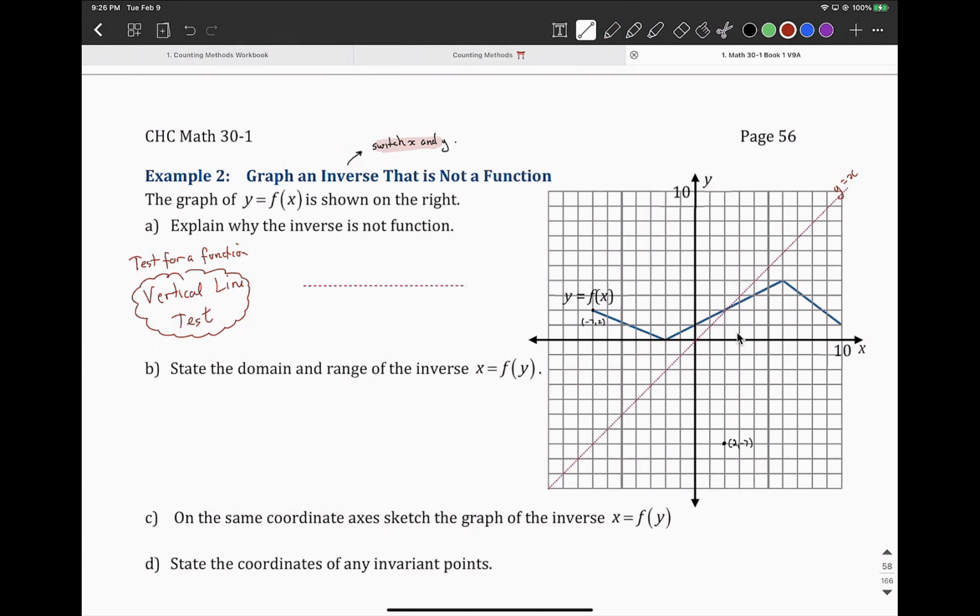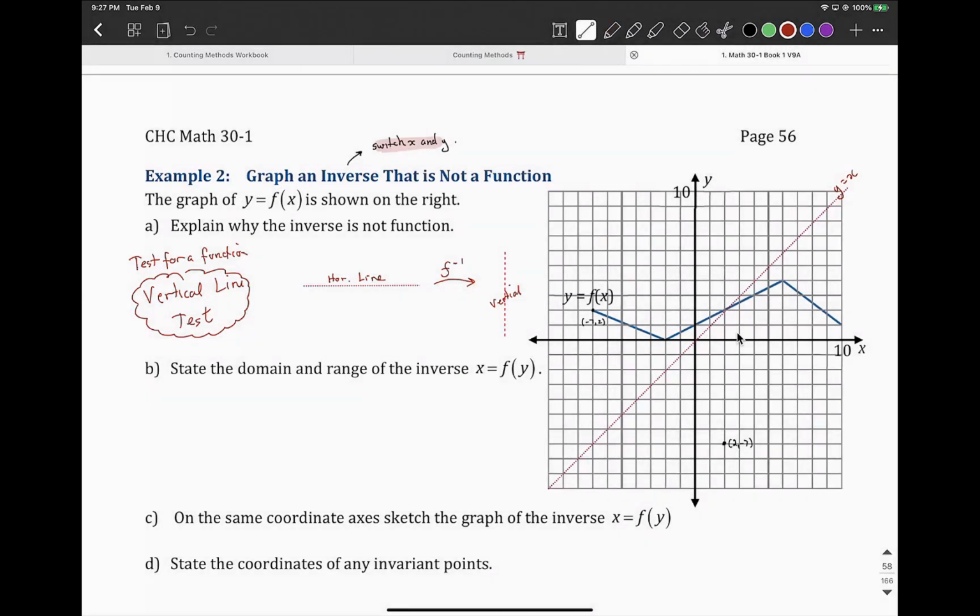Now, because after the inverse is taken and after the reflection is taken, that would turn into a vertical line. What I'm saying is that a horizontal line would turn into a vertical line when we do the inverse. And so if I do the horizontal line test now, before I've taken the inverse, it has the same effect as doing the vertical line test later. It's a little bit of a trick up our sleeve to predict the future.